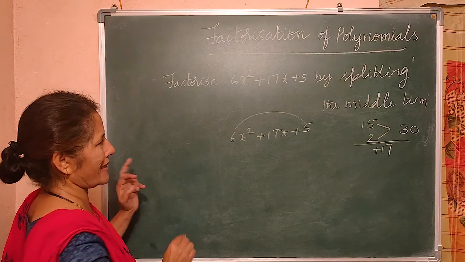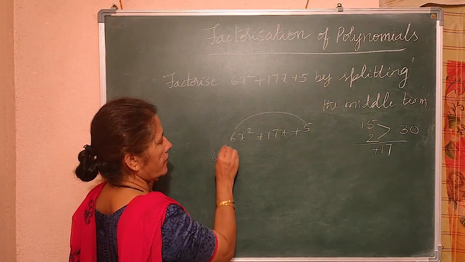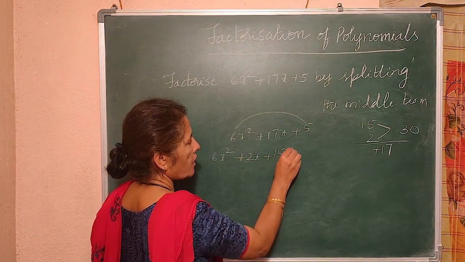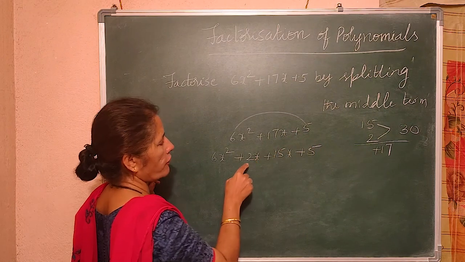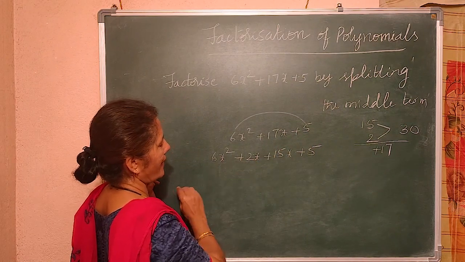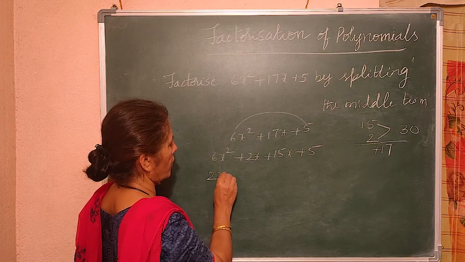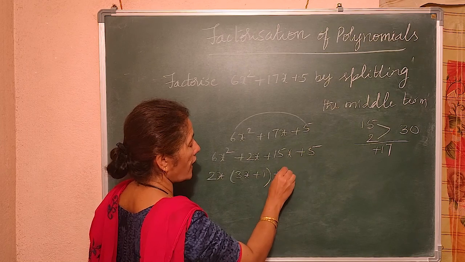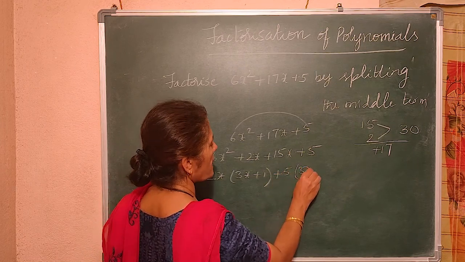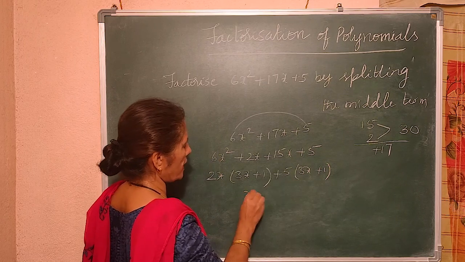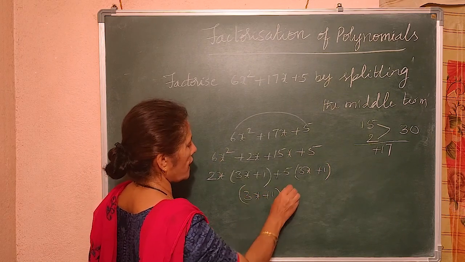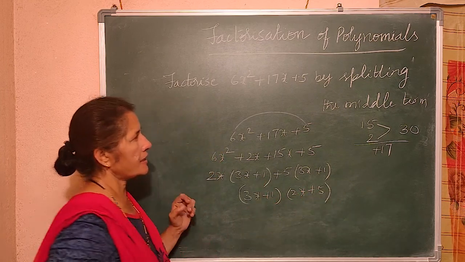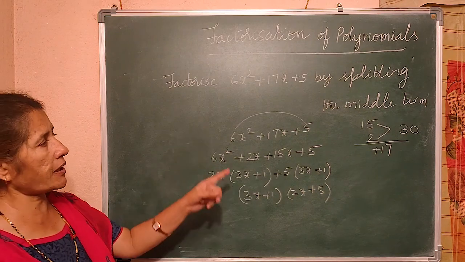So I write this down like this: 6x square plus 2x plus 15x plus 5. See, if I write down 2x here, 2x is common, I can take it out. So 2x is common, I will take out: 3x plus 1. Plus 5 is common: 3x plus 1. Here 3x plus 1 is common. Take out: 2x plus 5. This is how you factorize by splitting the middle term.